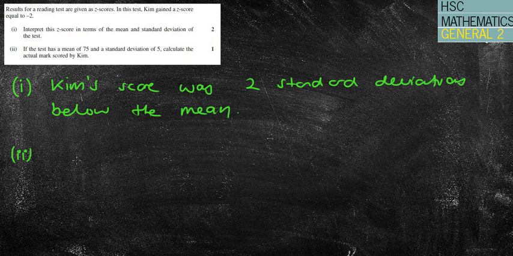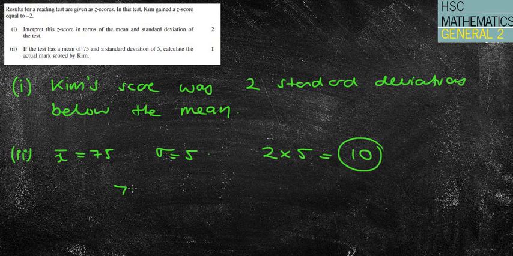Okay, part 2. If the test has a mean of 75 and a standard deviation of 5, calculate her actual score. Well, she's got 2 lots of standard deviations below the mean, so that's 10 marks below the mean. There, 75 take away 10 is equal to 65. Therefore, she had a score of 65.